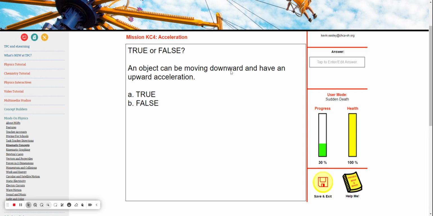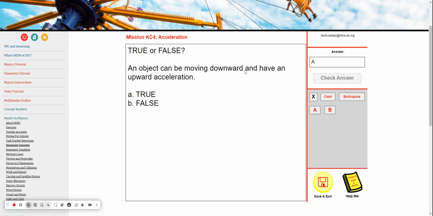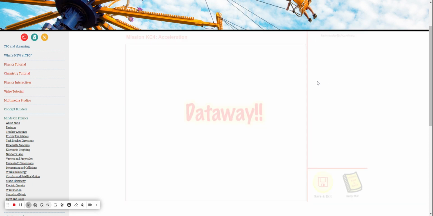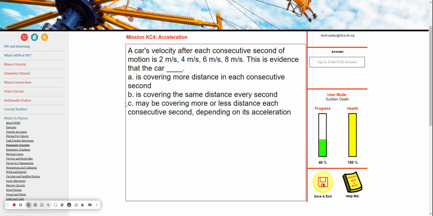An object can be moving downward and have an upward acceleration. That is absolutely true. Why is that true? Well, if an acceleration just means the velocity is changing, a common way that it's changing is the speed is added to. It also can change direction, but if the object is moving downward with an upward acceleration, all that means is as it's moving downward, it would be slowing down. So this could absolutely be true. I am going to end this here.